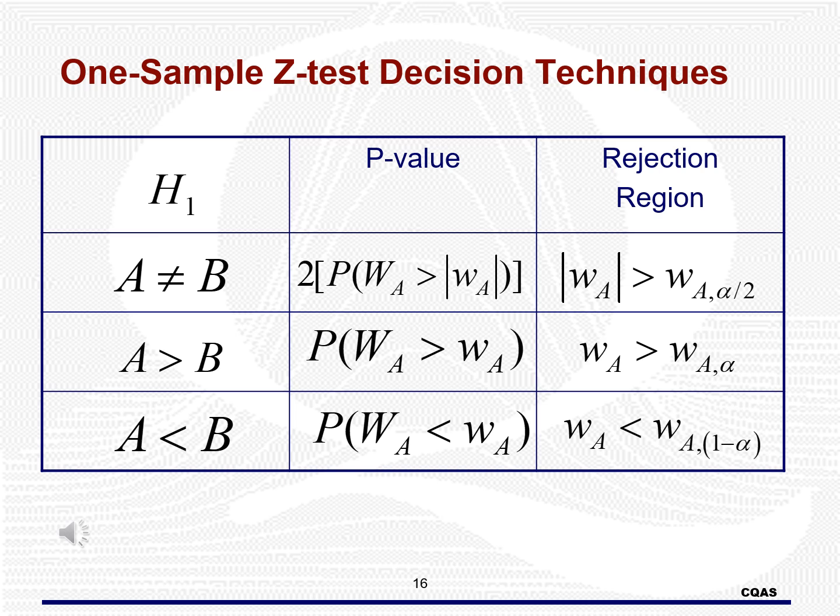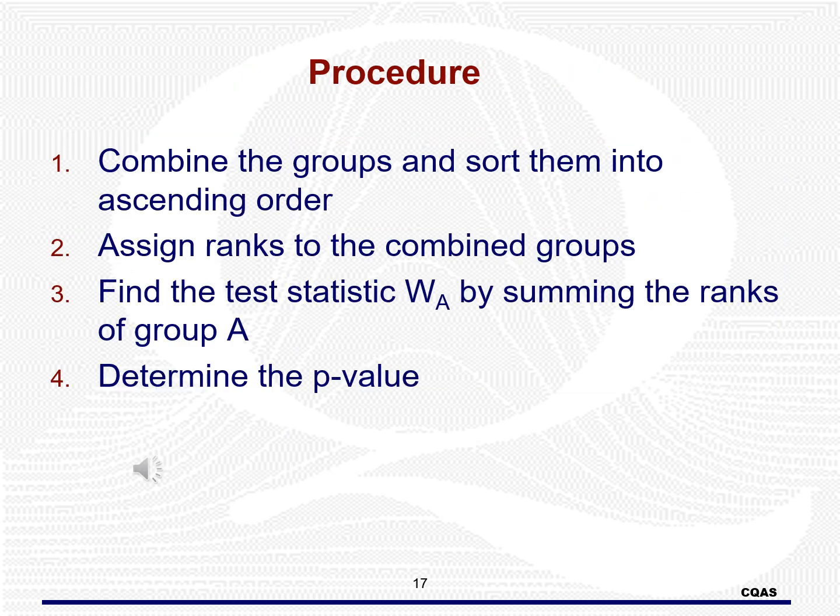So now let's look at an overall procedure on how to do this test. Here is the procedure for the WRS test. Combine the groups and sort them into ascending order. Assign ranks to the combined groups. Find the test statistic WA by summing the ranks of group A. Determine the p-value. Now let's apply this to the blood sample example.